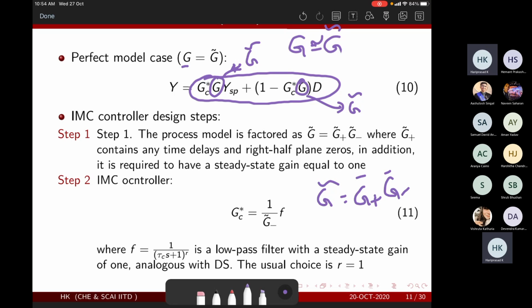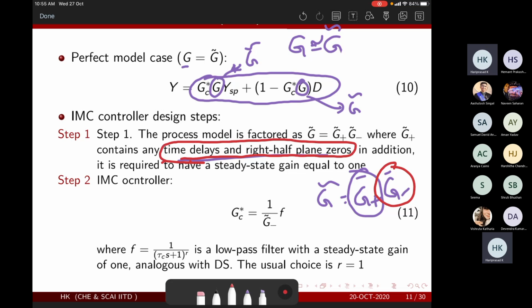A part that contains time delays and right half plane zeros, which is called G plus, with the steady state gain equal to 1, which essentially means you have to keep the gain to be 1, and the remaining part. So what have we done? You have isolated the time delay and the right half plane zeros, which are the complex phenomena, and I am just taking G tilde minus.